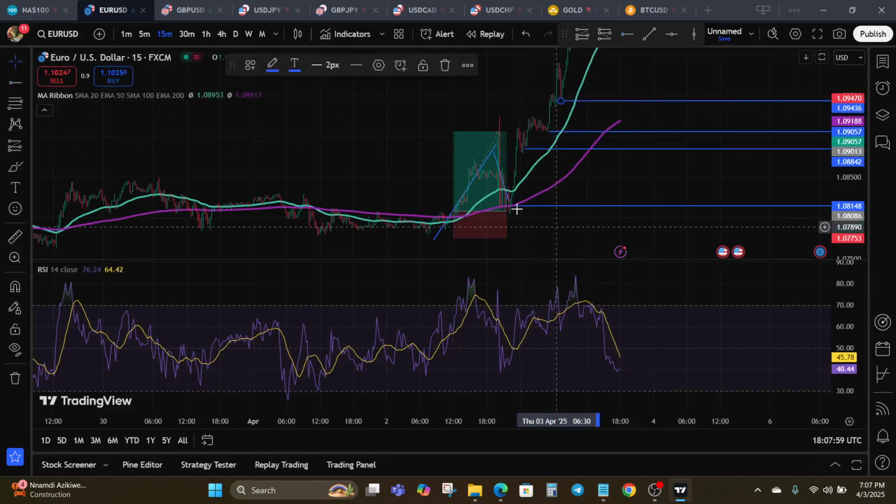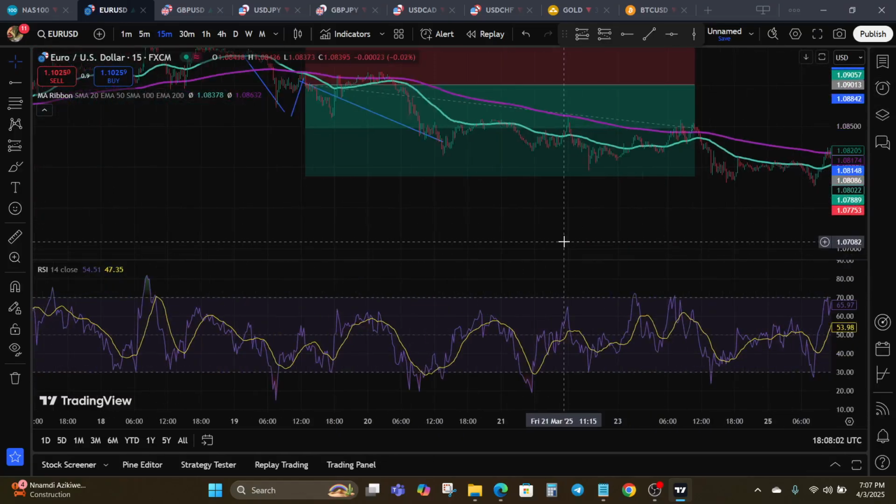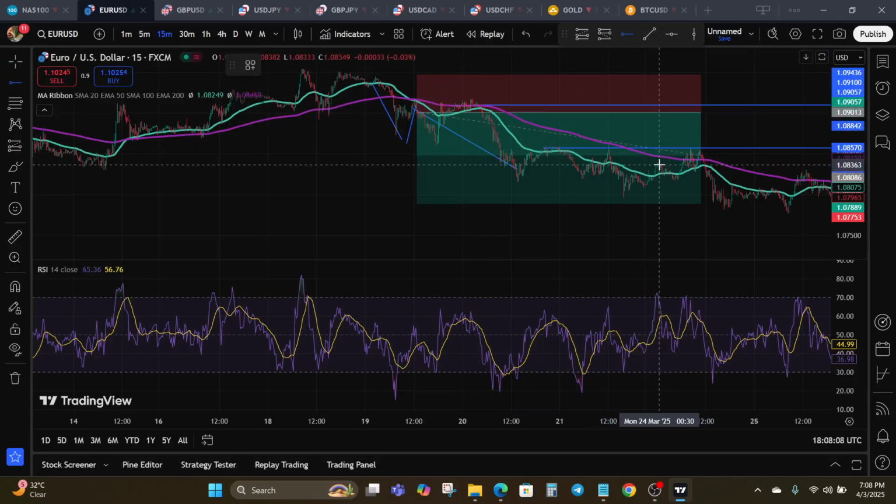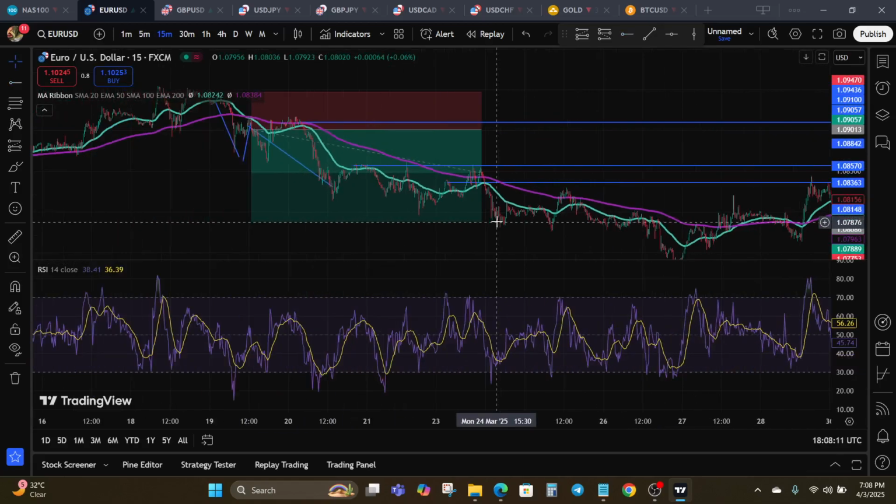You can enter after pullbacks. Then in a downtrend, you should be looking for only sell trades. You take only sell trades in a downtrend. It's very important.